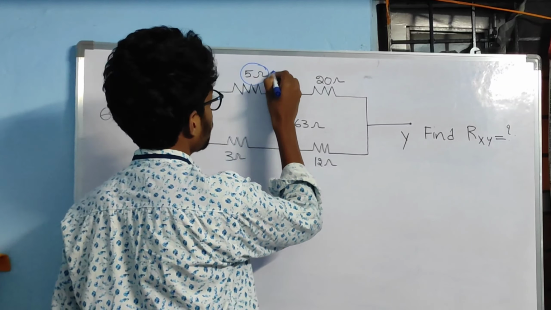I am checking whether the bridge is balanced right now. So 5 into 12 is equivalent to 60, and 20 into 3 is equal to 60. Therefore, the bridge is balanced. Whenever the bridge is balanced, we can either open circuit or short circuit. In this problem, we just open circuit so that it is very convenient for easy calculation.